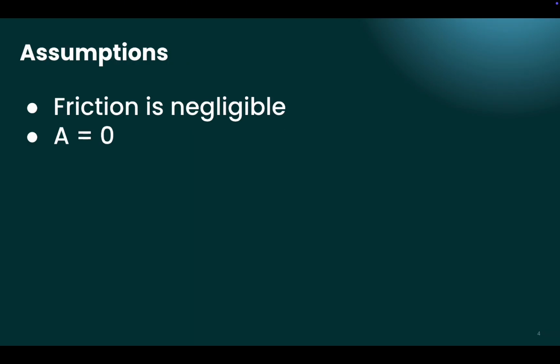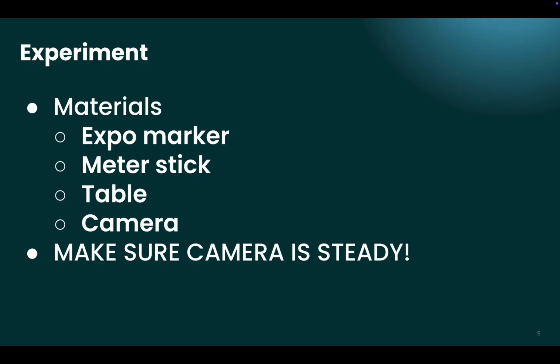Some assumptions that we made were, first, that friction is negligible. Although friction exists, we assumed it was small enough that it did not significantly change the marker's velocity. And the second, acceleration was assumed to be 0. Since acceleration is the rate of change of velocity and the velocity remained approximately constant, we modeled the motion with 0 acceleration. These assumptions justify using a constant velocity model.